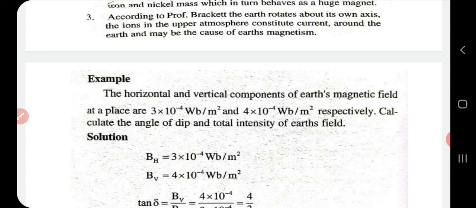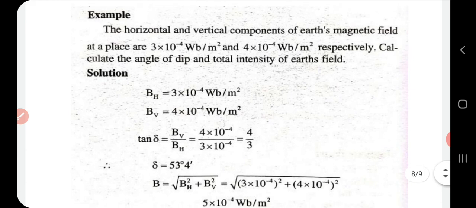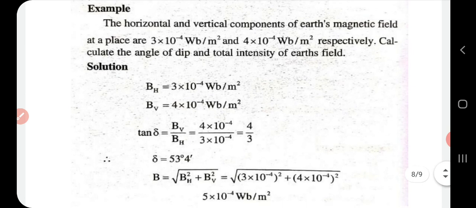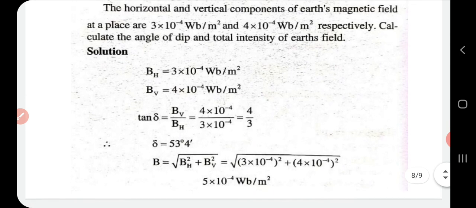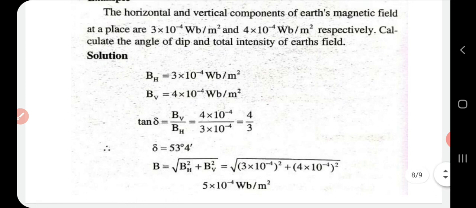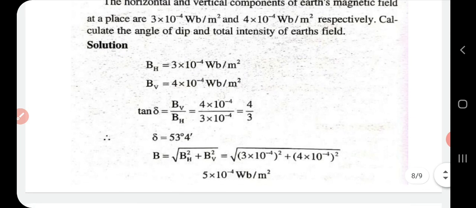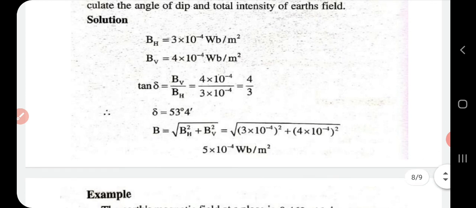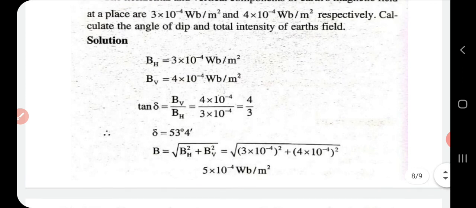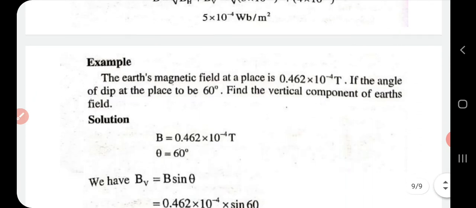Now here are just a few example problems for you. Here the horizontal component BH is given as well as the vertical component BV. You are asked to find the angle of dip delta and the total intensity of Earth's field, that is B. Since you know BH and BV, you can calculate delta by using the formula tan delta equals BV by BH. So you get tan delta as 4 by 3, so delta will be tan inverse 4 by 3. The formula for the total intensity of Earth's field B is given by the square root of BH square plus BV square. So study those formulas.